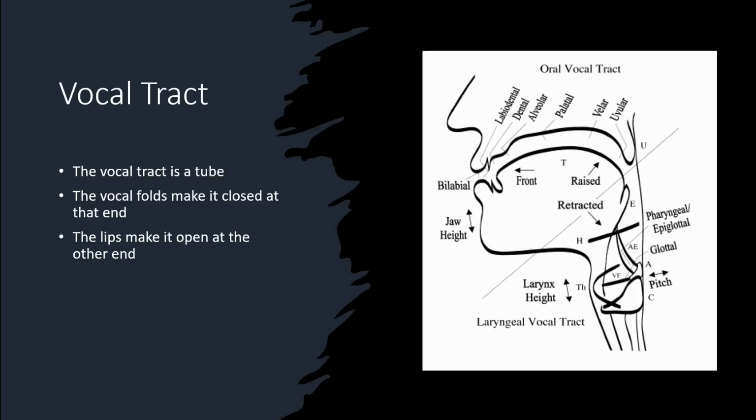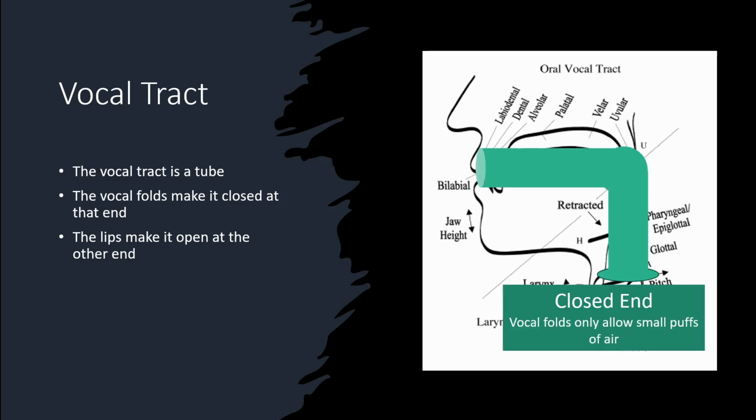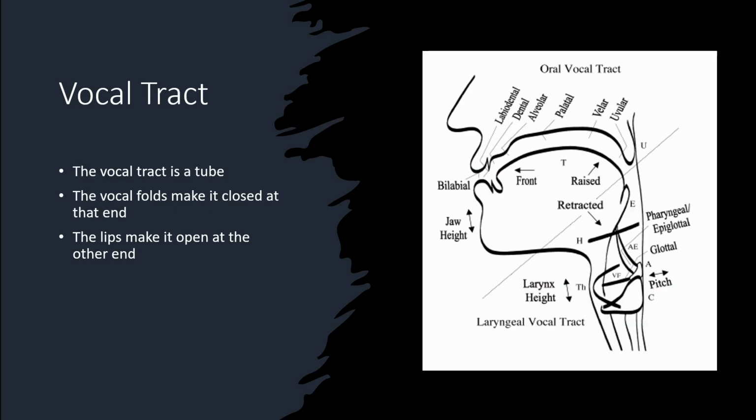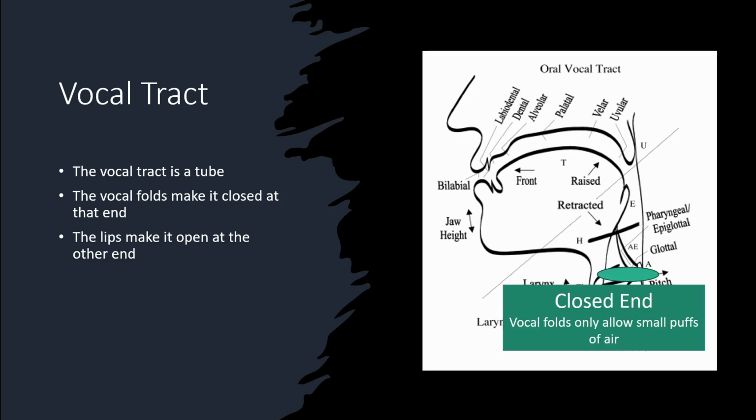And so let's go back to 310 for a second. So 310, anatomy and physiology. This is the vocal tract. You know it. Whoa, that wasn't supposed to go yet. This is the vocal tract. The vocal tract is a tube. The vocal folds down here make this closed at that end.